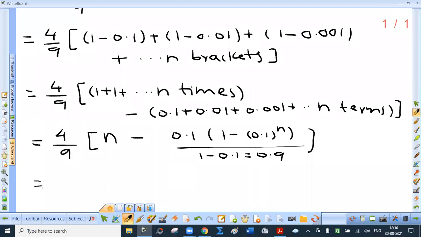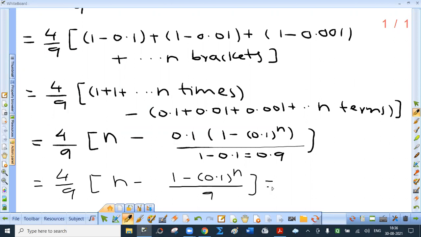So what is the next step? It is 4 by 9, n minus 0.1 upon 0.9 is 1 by 9. So this is 1 minus 0.1 raised to n upon 9. Now, is it okay if I write 4 by 81 directly? Because I have found LCM as 9, then 1 by 9 outside the bracket. So this is 9n minus, here also you can open the bracket, minus 1 plus 0.1 raised to n.